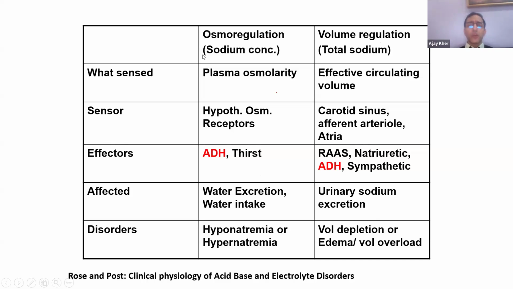Osmolarity, or sodium concentration, is sensed as plasma osmolarity by the hypothalamic osmoreceptors. If it senses hyperosmolarity, it will cause ADH to be secreted, and it will cause you to be thirsty. ADH will cause water reabsorption, and thirst will cause water intake. Once the water goes in, it will dilute you down, and your osmolarity will come back to normal. If your osmolarity is too low, ADH shuts down, thirst shuts down, water is excreted, and osmolarity comes back up.